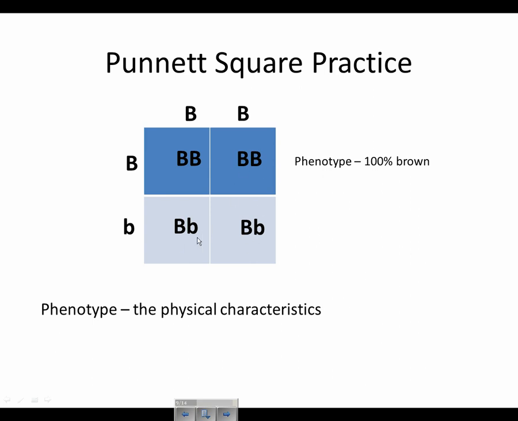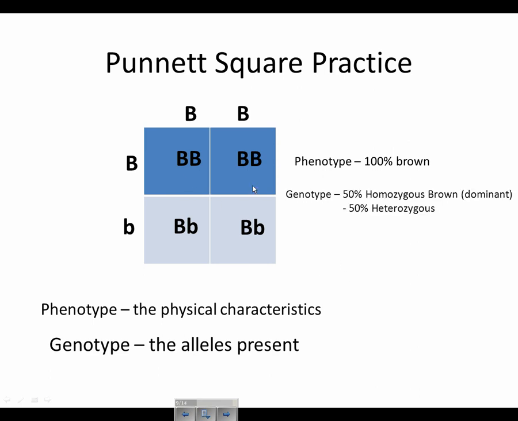of these possible outcomes. The genotype talks about the actual alleles that are present. So we would be talking about either the dominant or recessive allele. In this case, the genotype is going to be 50% homozygous brown or homozygous dominant, which are these two boxes up here, and 50% or 1/2 is going to be heterozygous because we have two different alleles present.